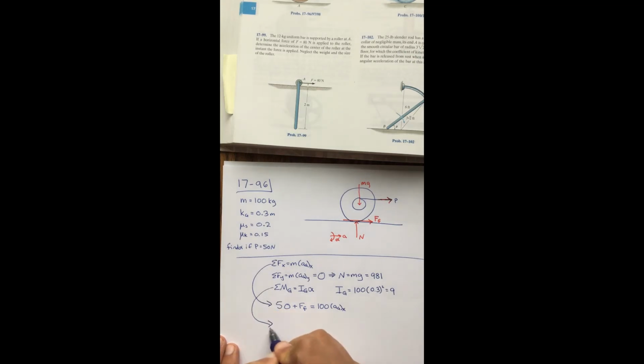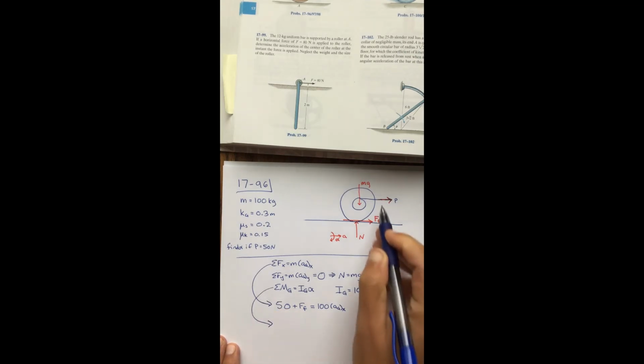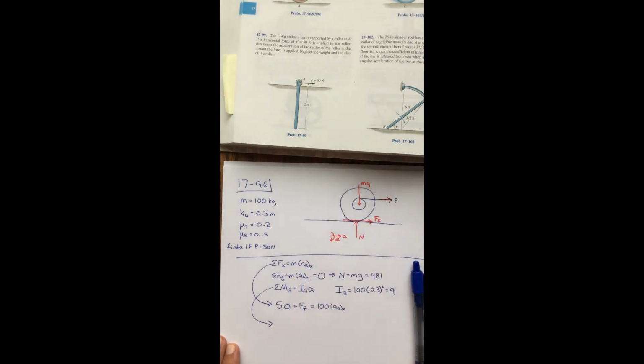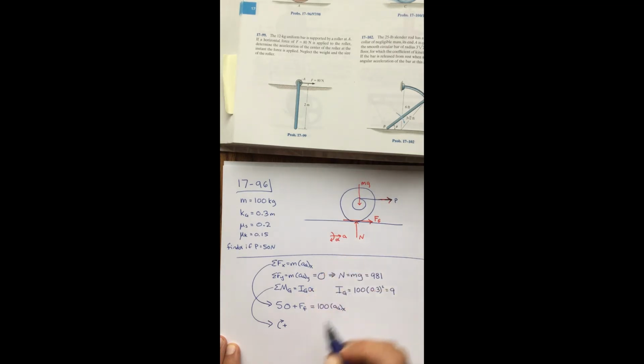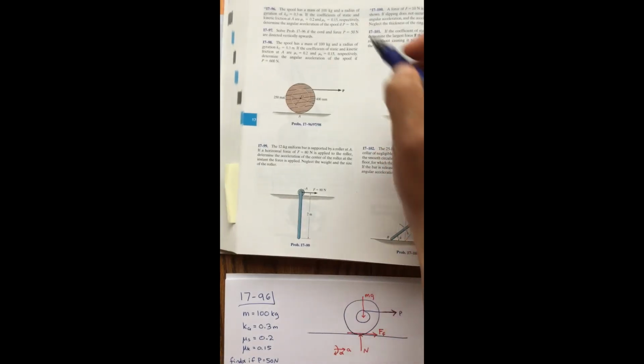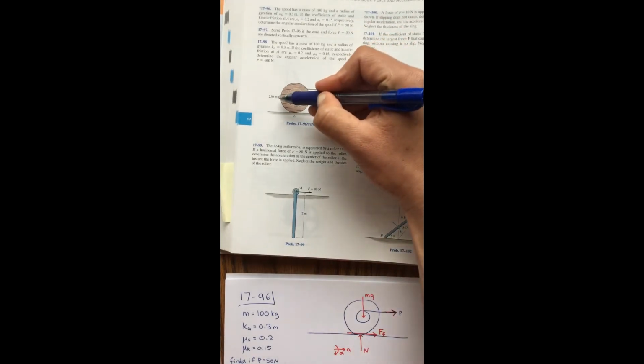I can then look at the sum of the moments. Let's say I'm going to sum up the moments and have this be the positive direction. So I know the angular acceleration is in this direction, so let's just call this the positive direction for this problem. So that force P is being applied at a distance of, this is 250 millimeters from point G, so that's 0.25 times force P is 50.